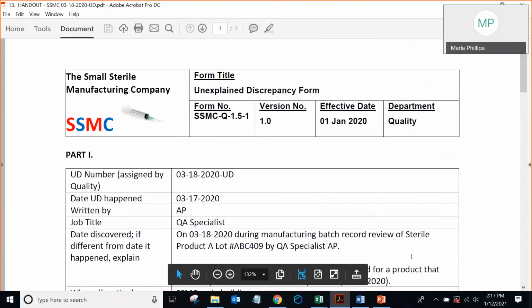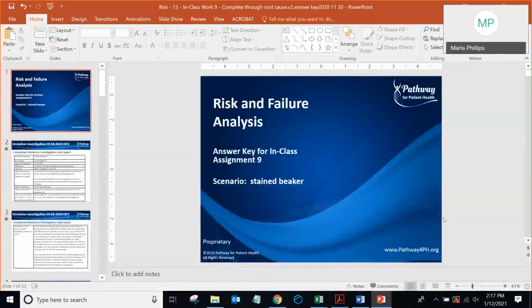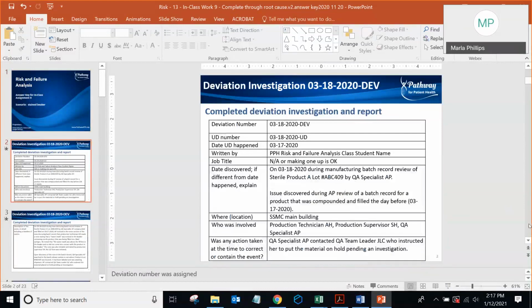So a lot of that on the deviation investigation should be correct because they're pulling it from the unexplained discrepancy form. So in order to go through the answer key for this particular assignment, I'm showing you the slide deck that was used for the class after the students do the assignment up to and including the root cause analysis. So this is basically the answers that we share with them after they've done the assignment. So as I mentioned, a lot of the information at the top part of the form is something they can pull from the unexplained discrepancy form. So a lot of this should be pulled from that.